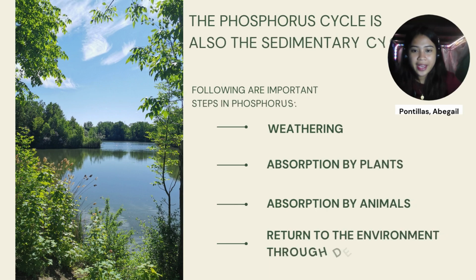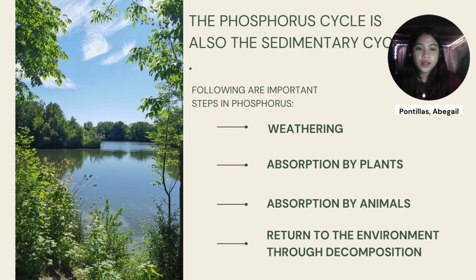The phosphorus cycle is said to be a sedimentary cycle because of the sedimentary rocks and other rocks which give rise to the cycling of phosphorus from the abiotic components to the biotic components and back. These are the important steps in the phosphorus cycle: weathering, absorption by plants, absorption by animals, and return to the environment through decomposition.